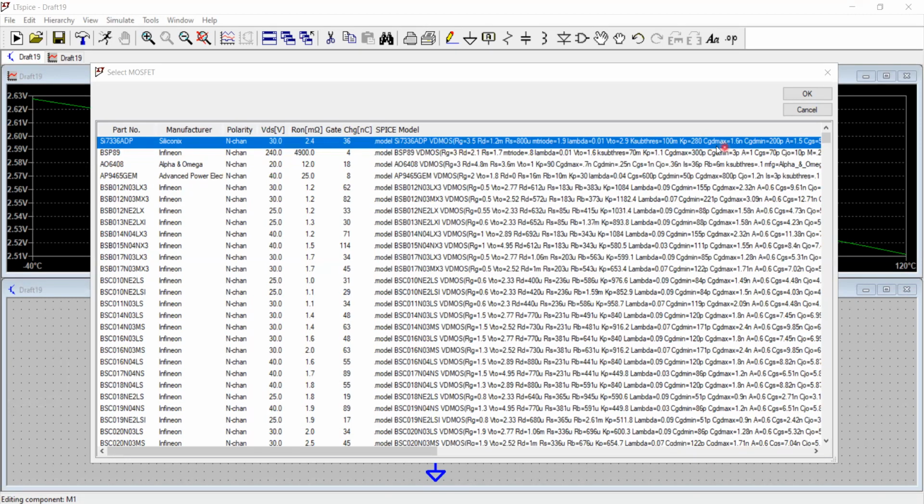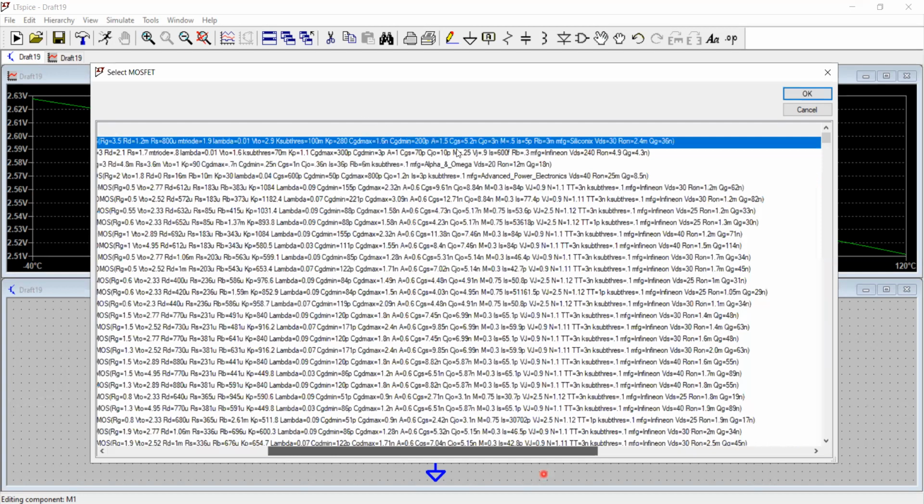Then CGD max, that's the capacitance between gate and drain, 16 nano. Then CGD minimum, that is capacitance between gate and drain, 200 pico. Area A equal to 1.5. And then we have this CGS, capacitance between gate and source, 5.2 nanometer, 4 nanofarad actually. And then CJO, junction capacitance, 3N. Then you have M equal to 0.5.